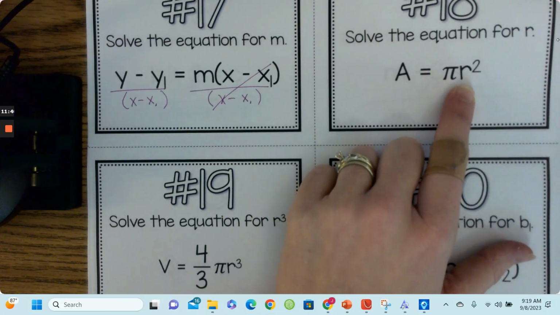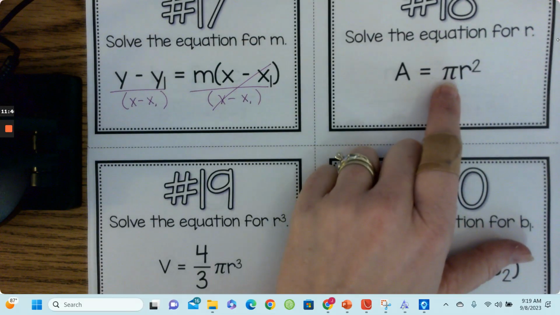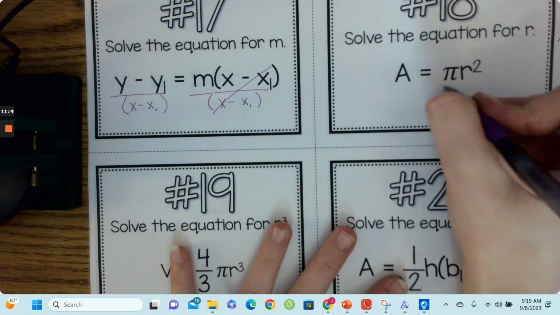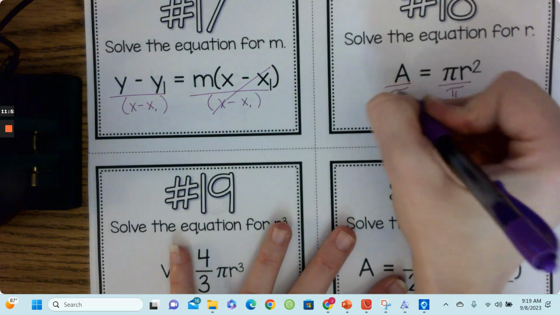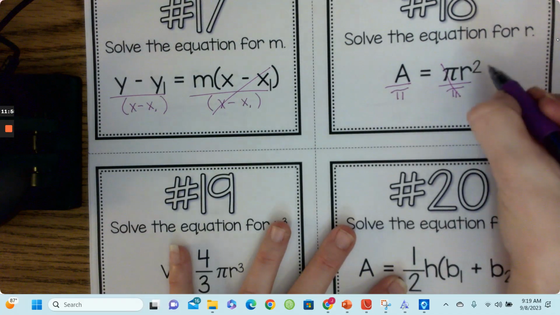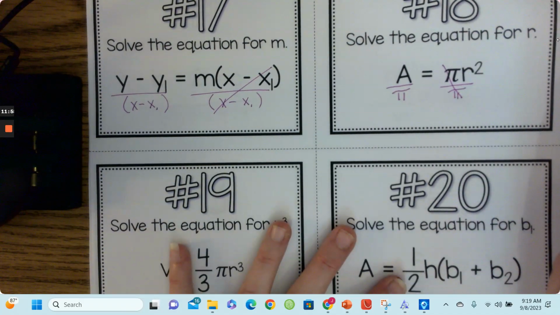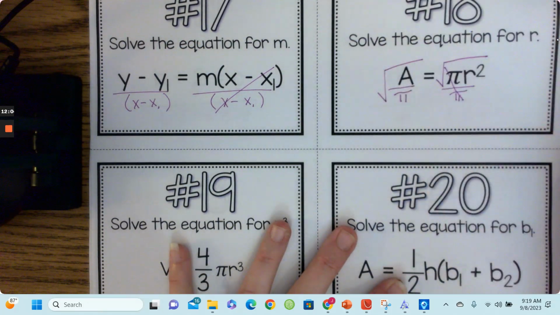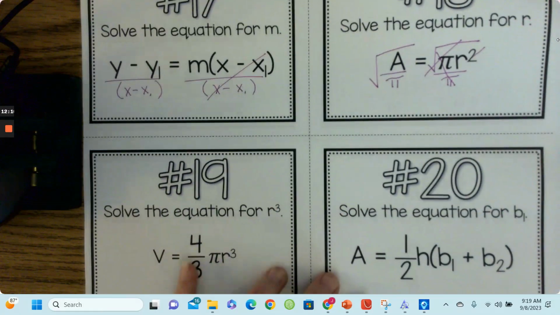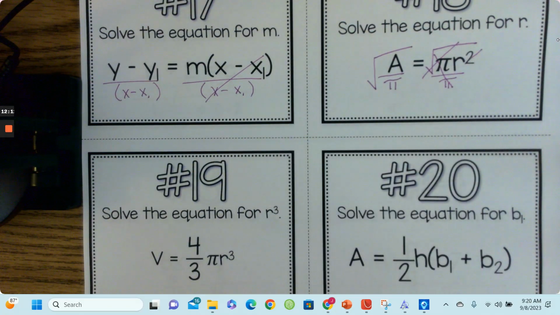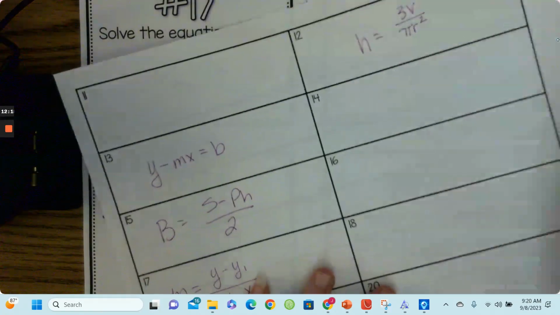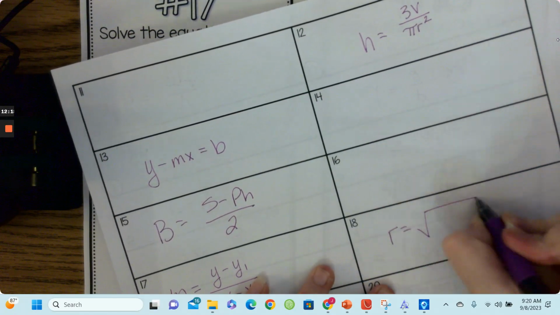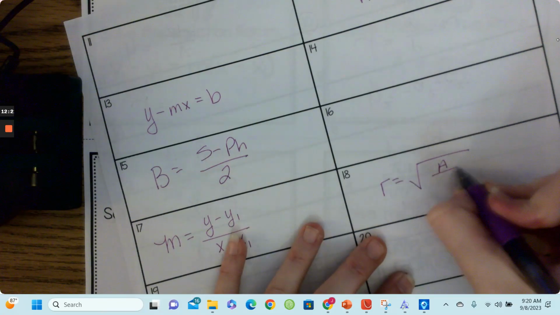18 says solve for r. r is being multiplied by pi, and it's being squared. So I'm going to get rid of the pi first. If it's being multiplied, I can divide. And then to undo an exponent of 2, the opposite of squaring a number is square rooting it. That square root will cancel that exponent of 2. That's where things start getting tricky, when you have exponents in there. So 18 would be r equals the square root of a over pi.